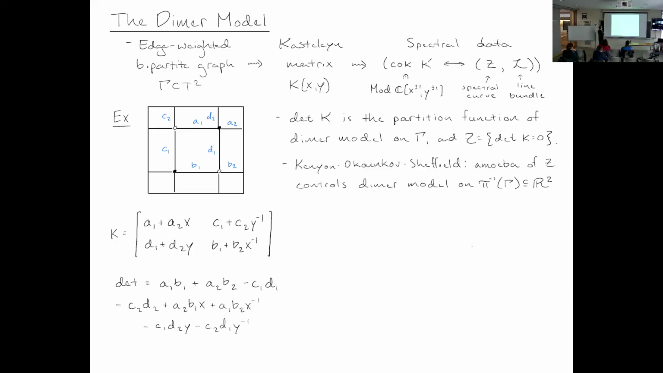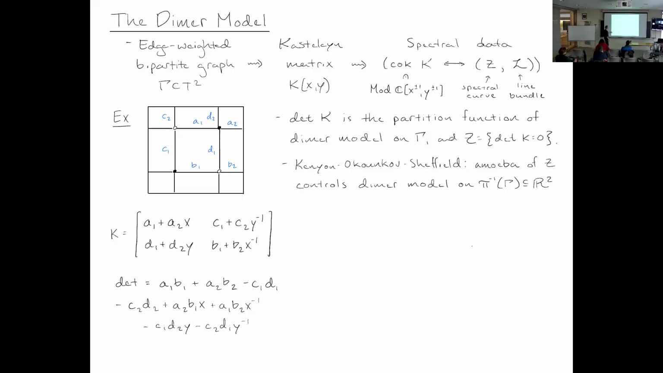Let me say one more thing and then I'll try to say some more. So, a feature of this relationship: from a dimer model, you get a spectral curve. You get that curve together with some additional data, a line bundle. Maybe to say two different versions of that.